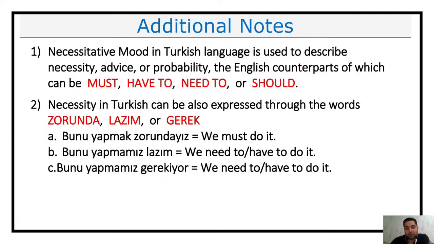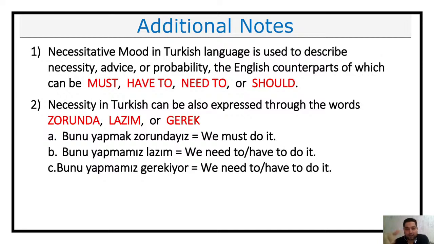So look at the second part. If you want to make this lazım for all persons, let's start with the I, the first person singular. Bunu yapmam lazım. Benim yapmam lazım. It means it is required to be done by me. Second, you. Bunu yapman lazım. You have to do it. For the third person singular, bunu yapması lazım. Ali'nin bunu yapması lazım. So Ali has to do it.